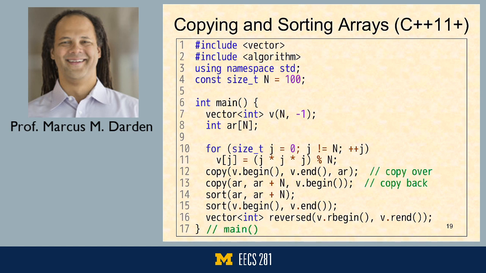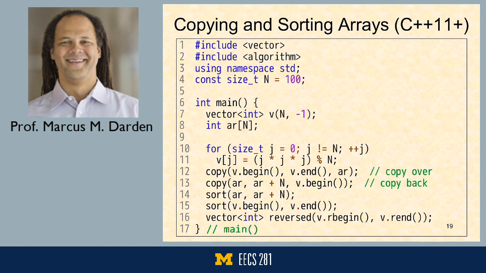You see a for loop here, my favorite style. At the very least, I know this is an n-based loop here. And this for loop goes and just fills the vector v with some randomish looking stuff. It's not really random, but j cubed mod n is going to look pseudo-random.